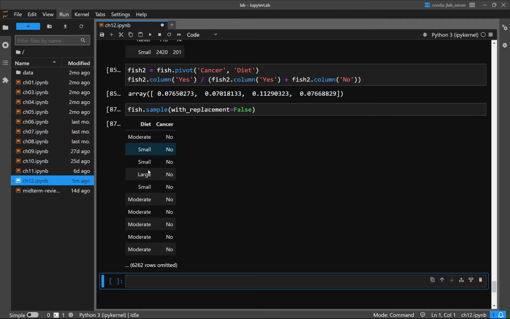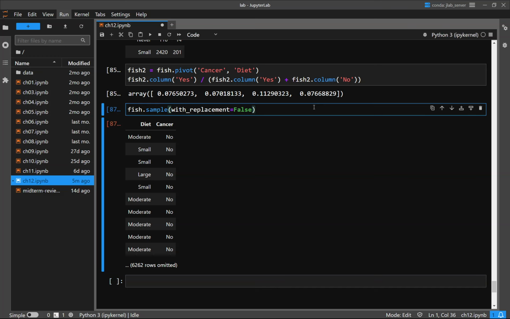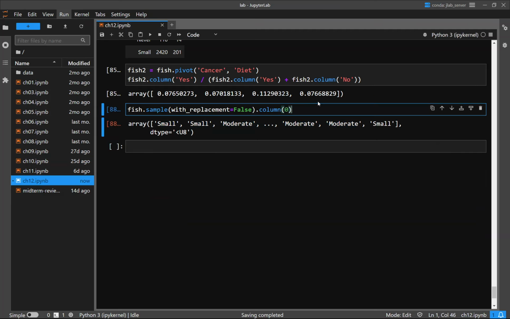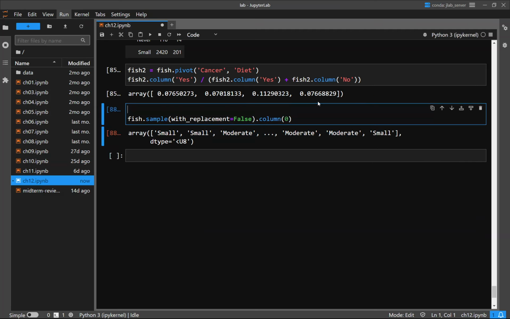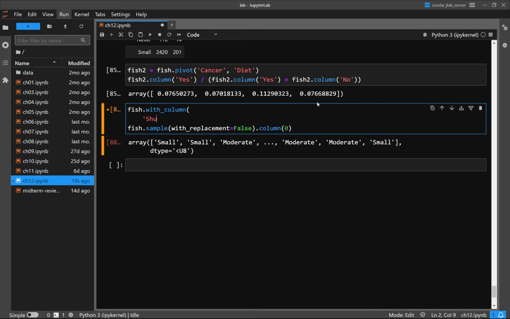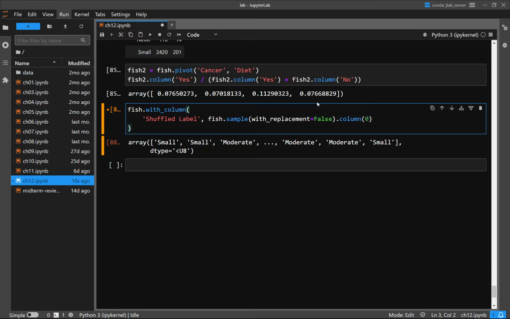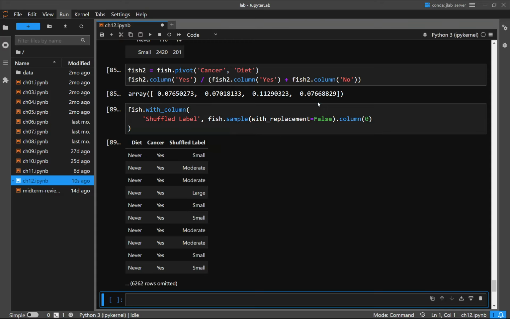So you can take out the diet column of this shuffled table, I'll just call it column 0 because it's the first one, and now I've got an array of smalls and moderates and nevers and things. And that can go and be my shuffle table. So take the original table, add a column. I've called it shuffled label this whole time. That's all those, and that's what you get. So now I've taken the original table and I've shuffled all the labels and I've assigned new labels to each of those people. Does that make sense?